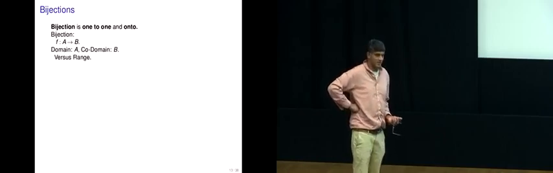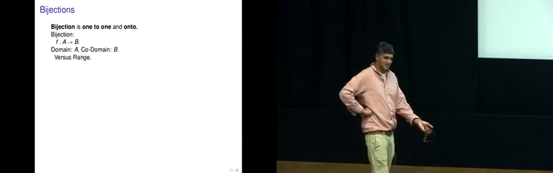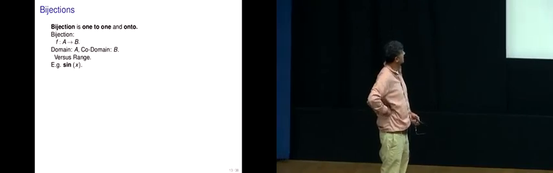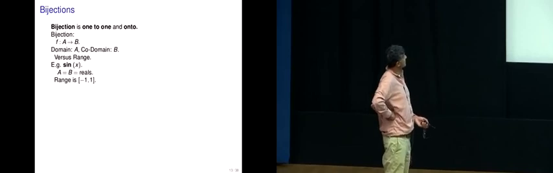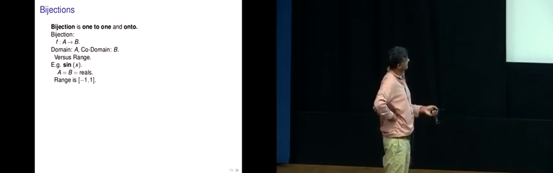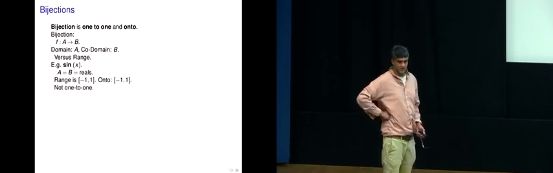A bijection is 1-to-1 and onto. So f from a to b. Sometimes they call these the domain and codomain, versus the range. The range technically is what they actually hit. There's some confusion, but just ask if you have any. For sin x, where a and b are the reals, the range is -1 to 1. It's onto -1 to 1, but it's not 1-to-1.